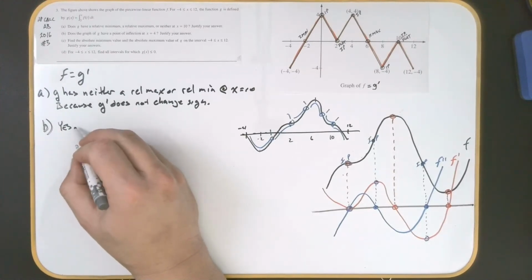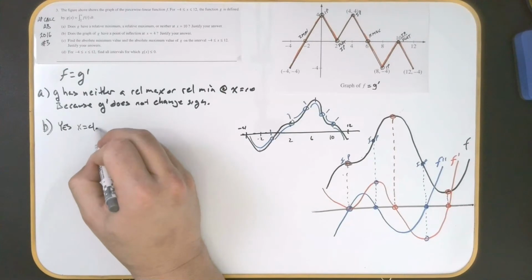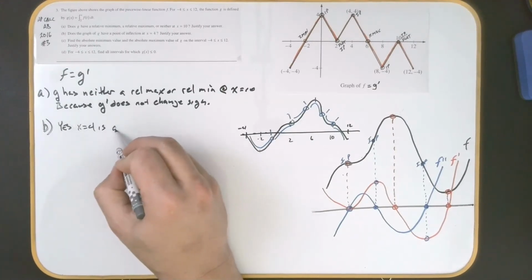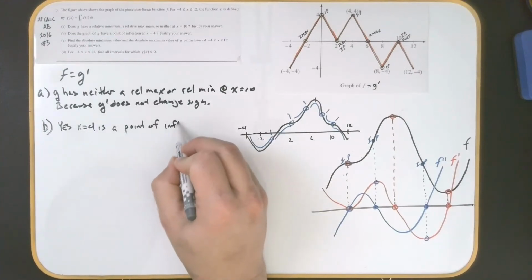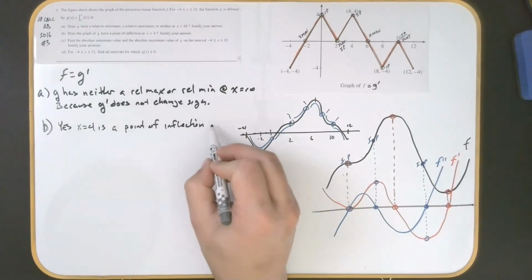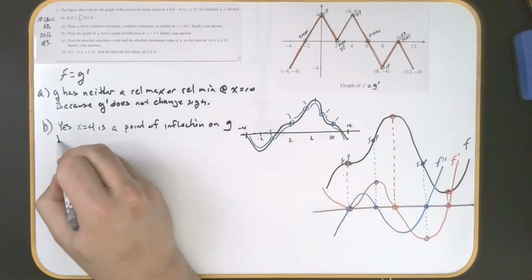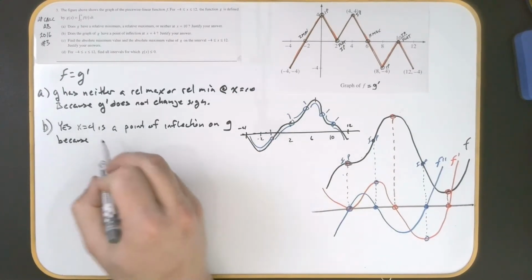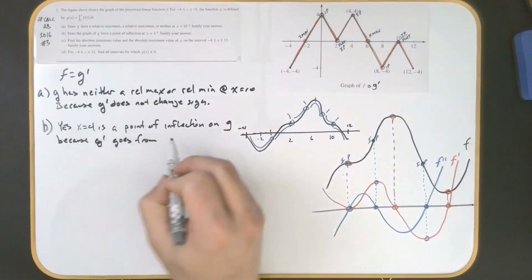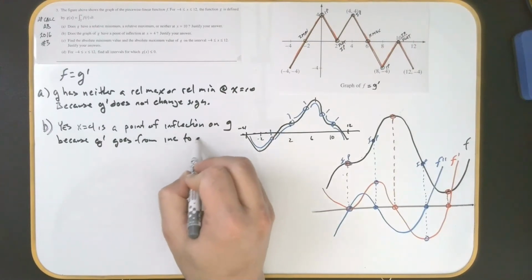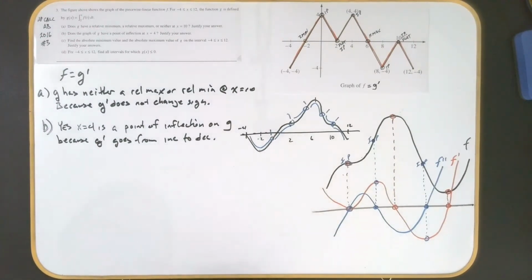I'm going to say yes, x equals 4 is a point of inflection on G because G prime goes from increasing to decreasing. G prime here, increasing and decreasing. Okay, in other words, it's making a maximum. So it's going to have an inflection point.